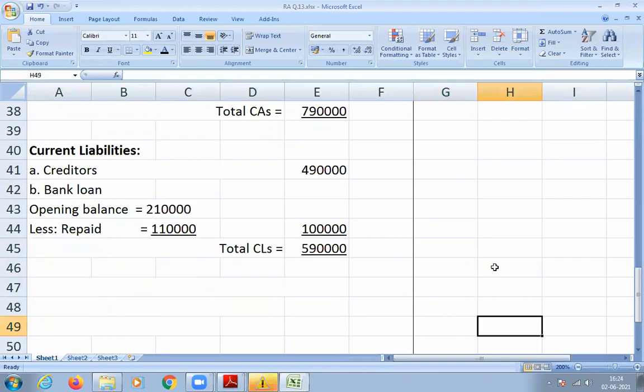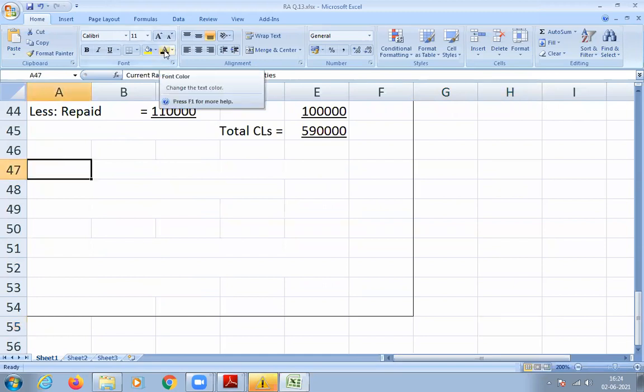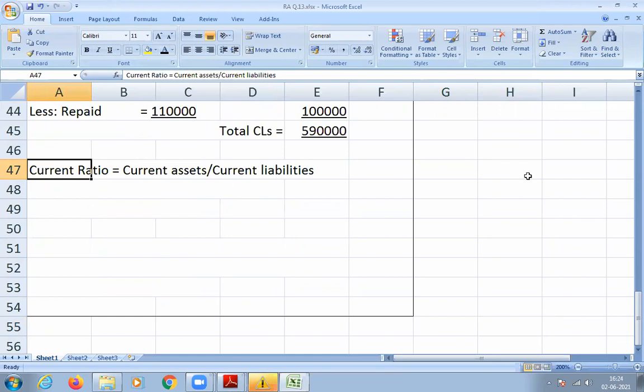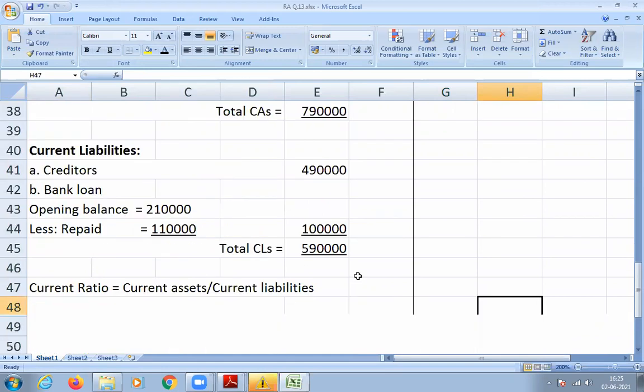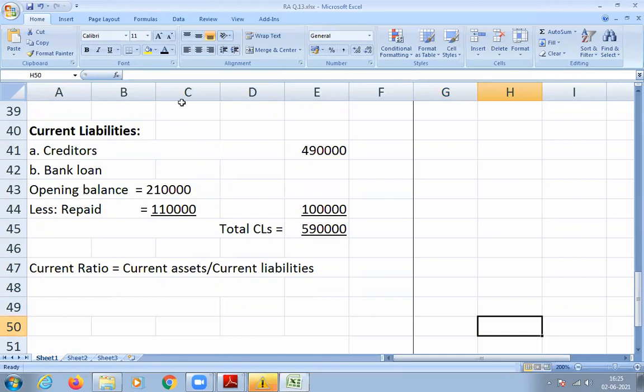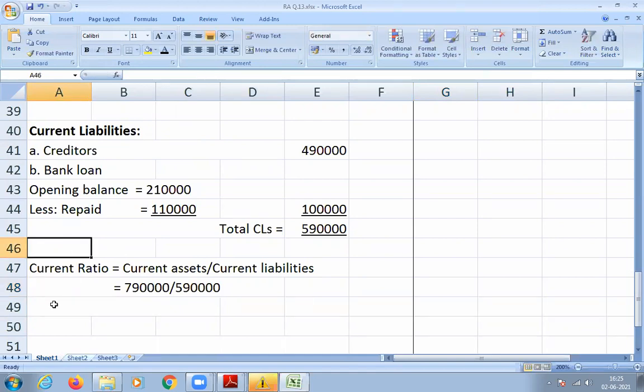So still we cannot tell anything. Only when you calculate the ratios can you tell. So first we'll calculate the current ratio. Revised current ratio: already we have current asset and current liability. Current asset we got 7,90,000. Liability we got 5,90,000. Just substitute that and you'll get the current ratio. New current ratio: 1.34 is to 1.